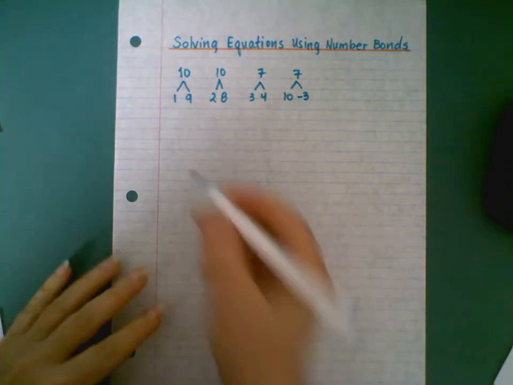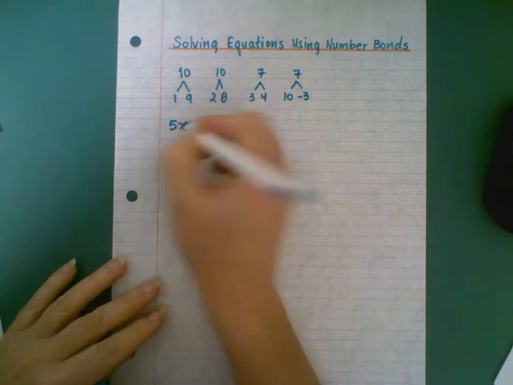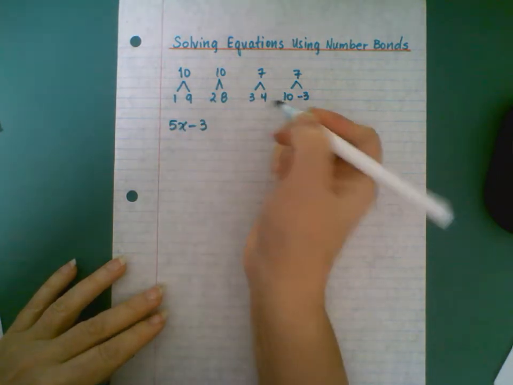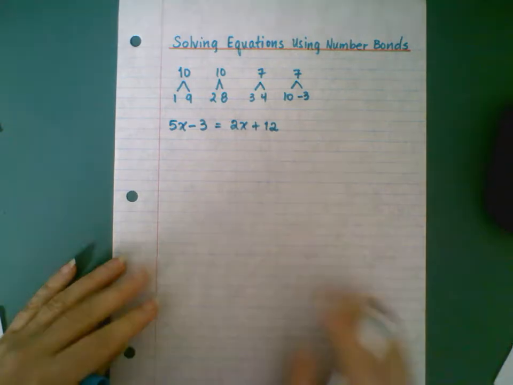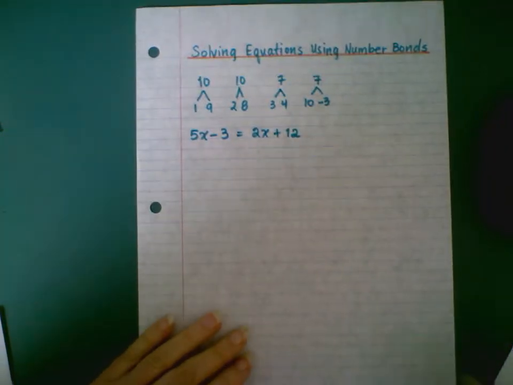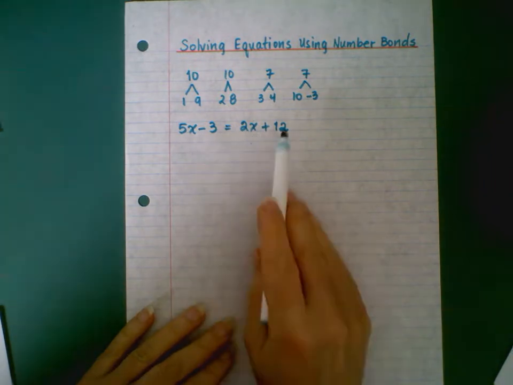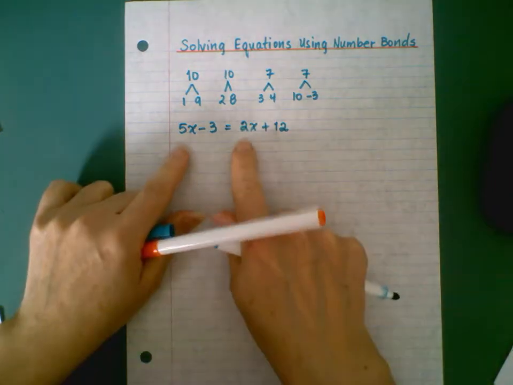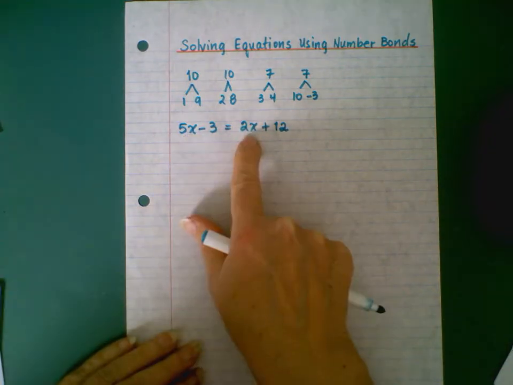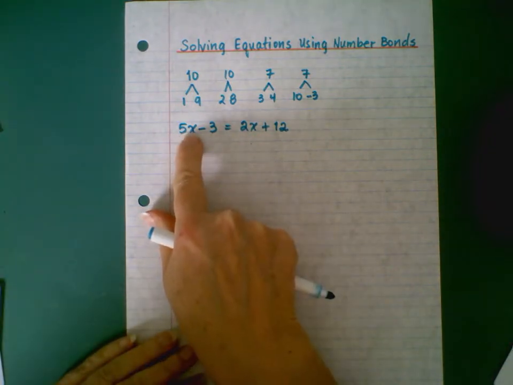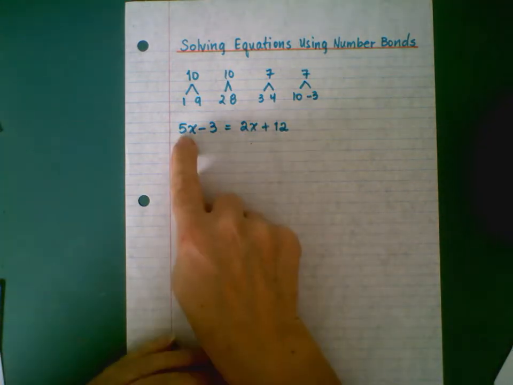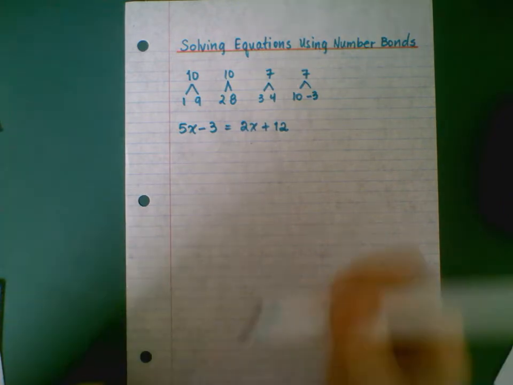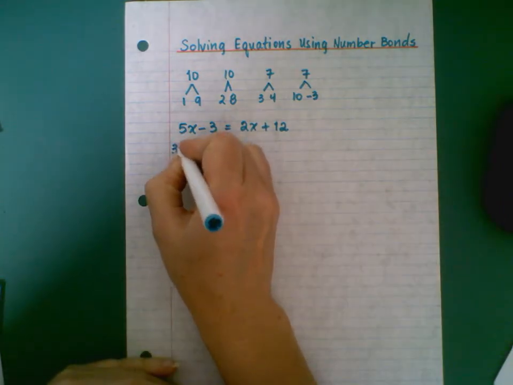Okay, so the first equation that we're going to solve using a number bond looks like this. 5x minus 3 is equal to 2x plus 12. So in order to implement this strategy of number bonds, I'm going to look at the left-hand side and the right-hand side, and I'm going to break apart one of the terms so that it includes this 2. So in other words, instead of having 5x on the left, I'm going to break it up into a 3x and a 2x.